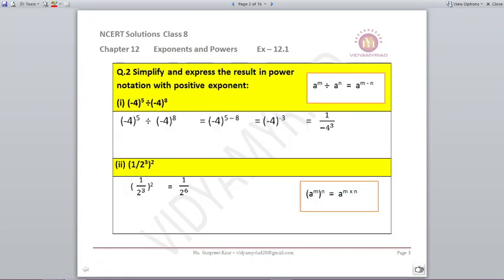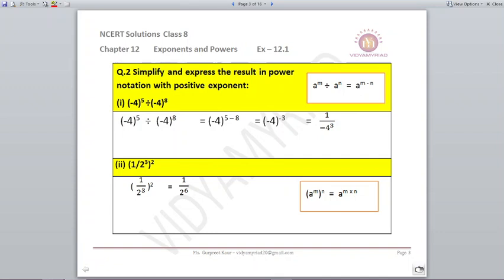Question number 2. Simplify and express the results in power notation with positive exponents. Now here let us see what is the question. Minus 4 raised to power 5 divided by minus 4 raised to power 8. And the rule for division, when you have same base, what we do is we subtract the powers, which means it will become minus 4 raised to power 5 minus 8, that is minus 4 raised to power minus 3. It is minus 3, we have to convert it into positive, so we will take its reciprocal. It will become 1 upon minus 4 raised to power 3.